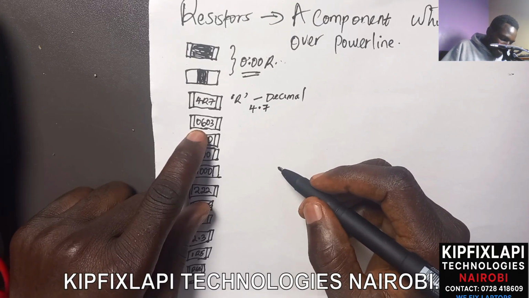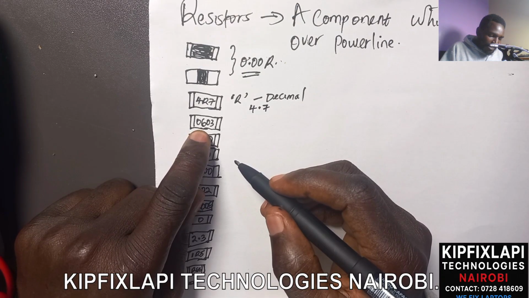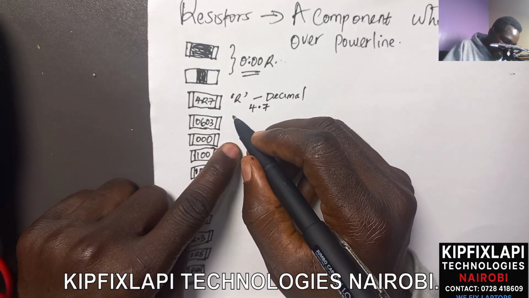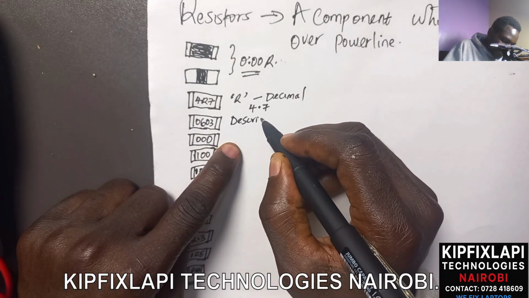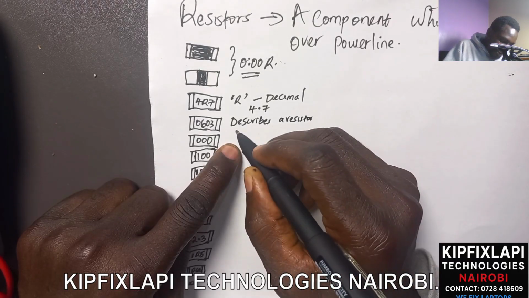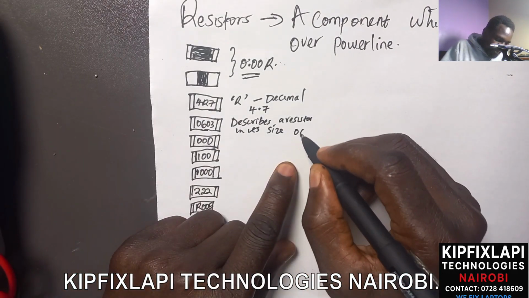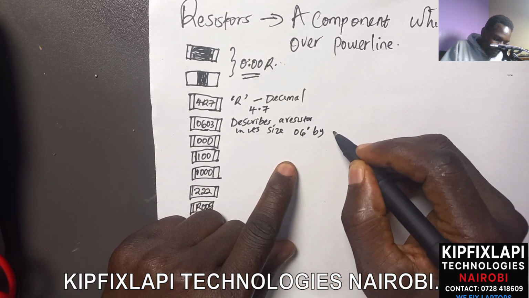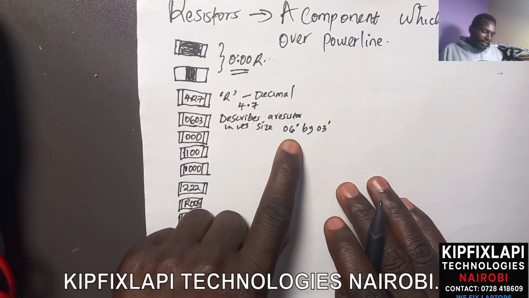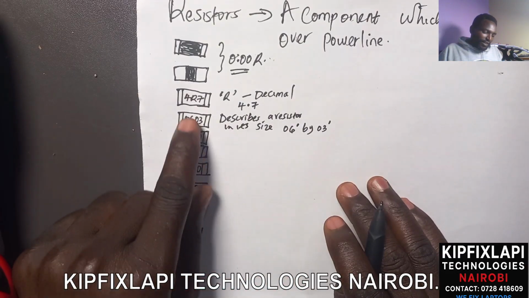With this one, if you find a resistor labeled like this, it shows the size of the resistor in terms of inches. It describes the resistor in its size. So this one actually means it is 0.6 inch by 0.03 inch. So this is the length by the width. This is the length, that is the width. That is what that means.